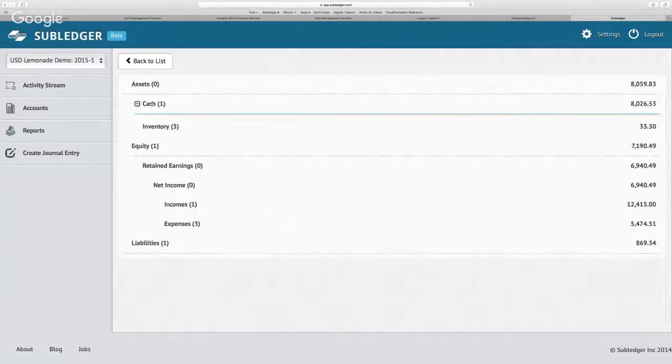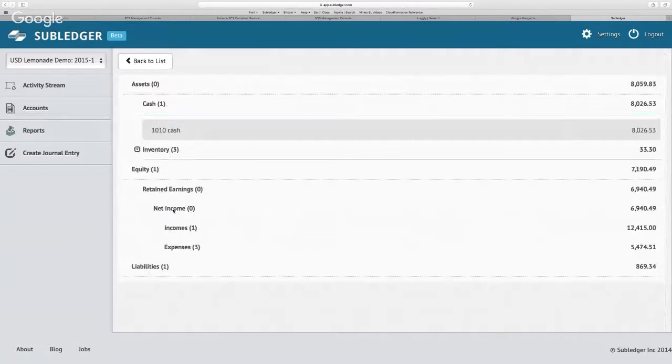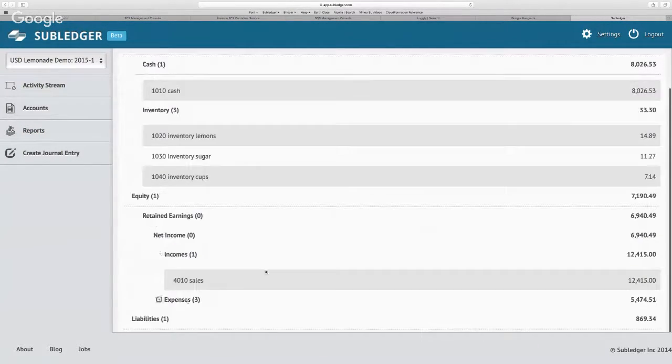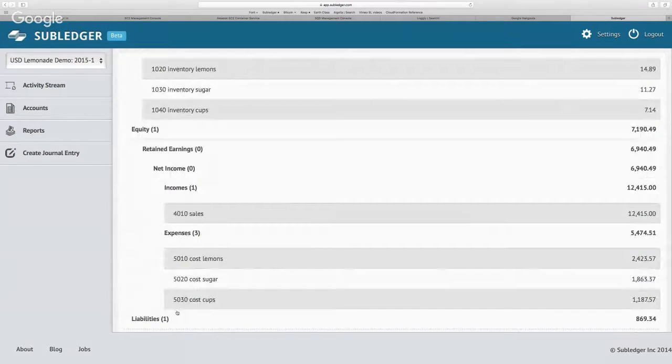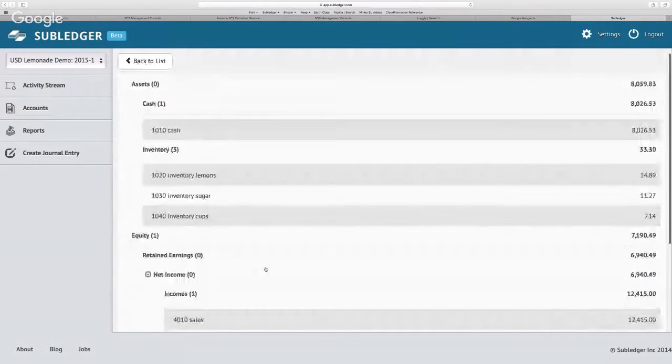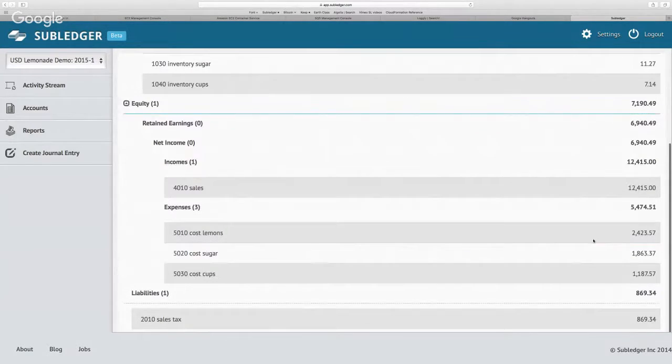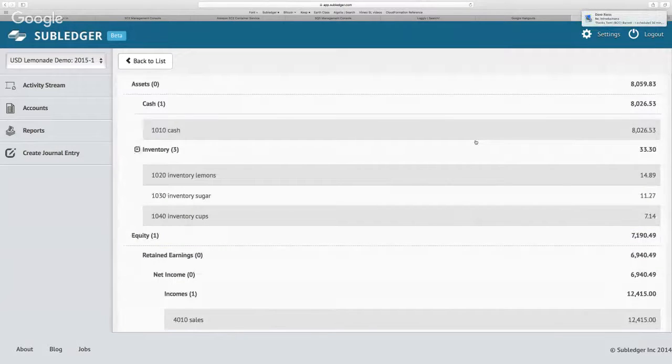And here's a balance sheet, which could have, again, our largest customer does this with 350,000 accounts. But here's the position of the company: 8K in assets, 7K in equity, and very small liabilities for sales tax. Cash businesses are super simple.